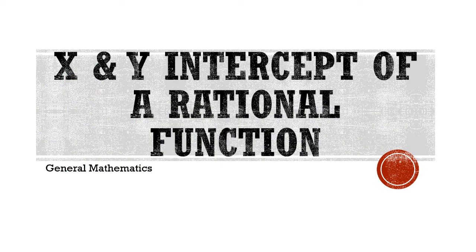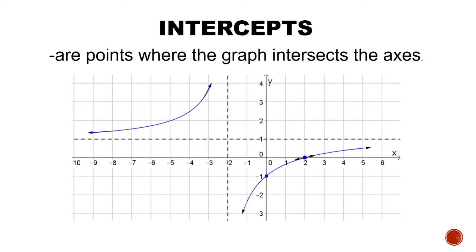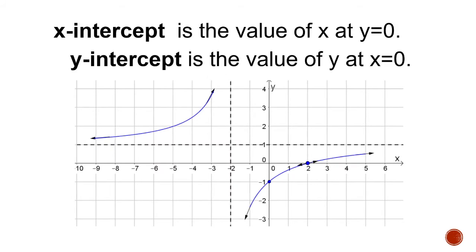Hello there again, it's me Kevin, and in this video we are going to learn how to get the x and y-intercept of a rational function. So intercepts are points where the graph intersects the axis. So we have here two, the x-intercept and the y-intercept. X-intercept is the value of x at y equals 0.